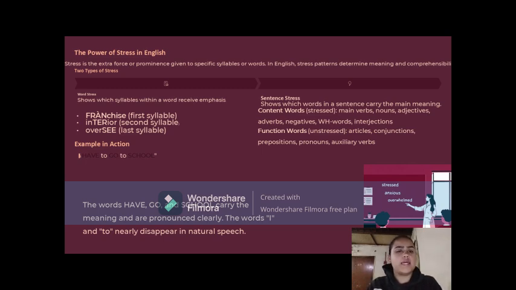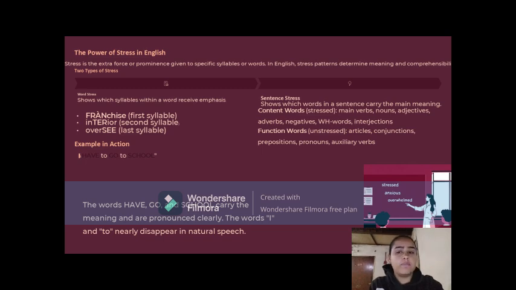Sentence stress shows which words in a sentence are stressed, and these words, called content words, give meaning to the sentence. Among them we have main verbs, nouns, adjectives, adverbs, negatives, WH words, interjections. For example, I have to go to school. In this sentence, have, go, and school are the stressed words that give the true meaning to the sentence.